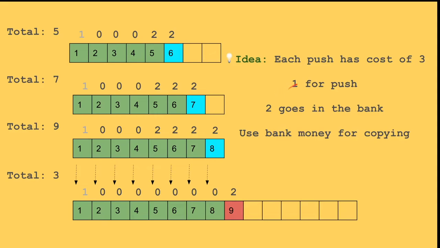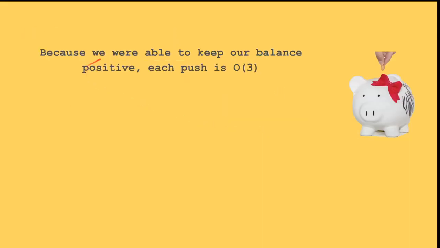And then for 9, 1 for push, 2 goes in the bank. So because we were able to keep our balance positive, we see that assigning a cost of each push to be 3 kind of works, because I was able to push with 1 and I was able to use the money that was in the bank to be spent on copying. Therefore, the runtime of each push is really O of 3 or O of 1.